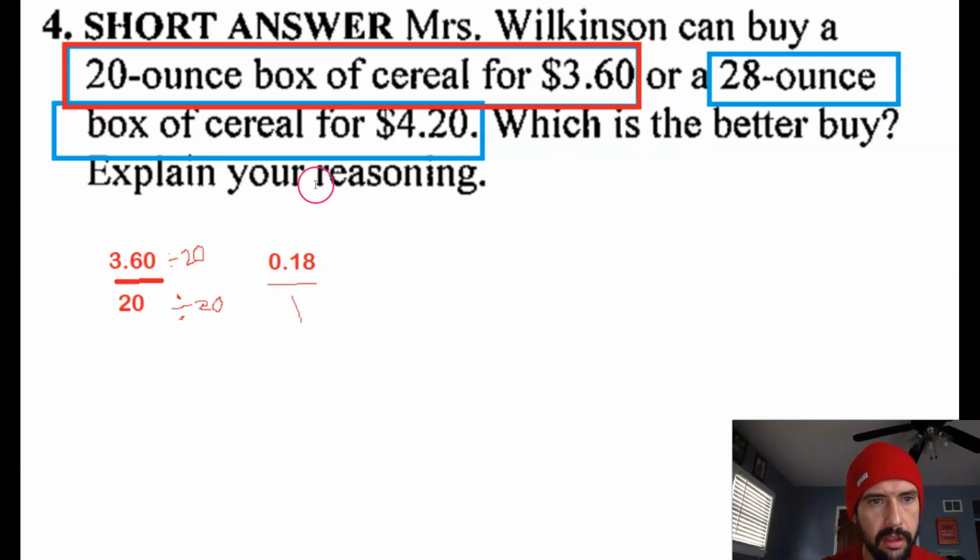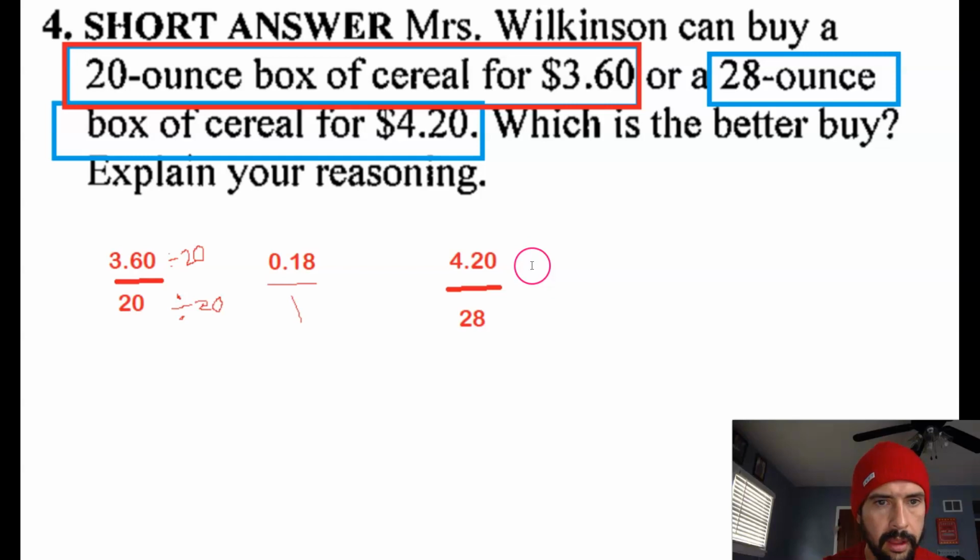So again, if I took $4.20 and I put it over 28 because it's my second ounce, right? I should have written this in blue because I'm talking about the blue ones now. Let me switch my color now.